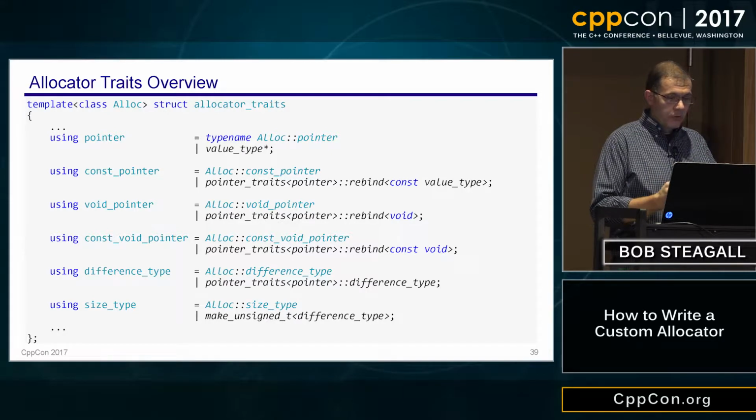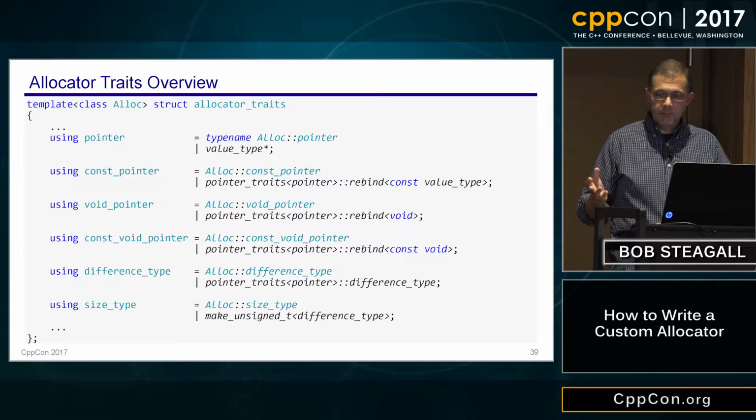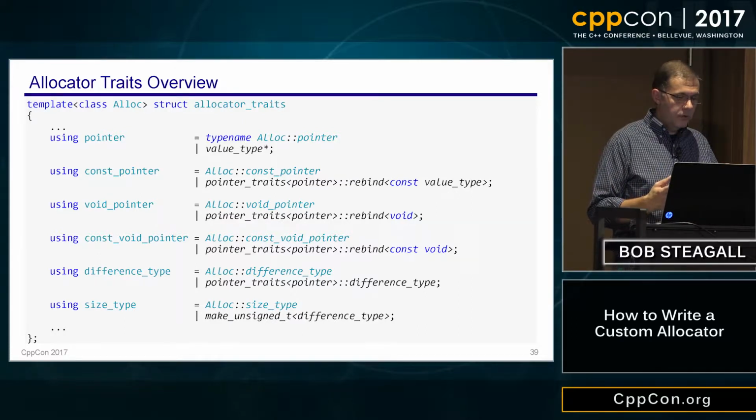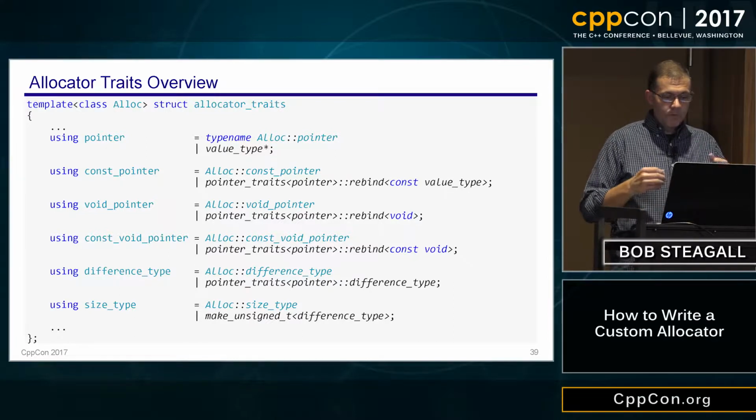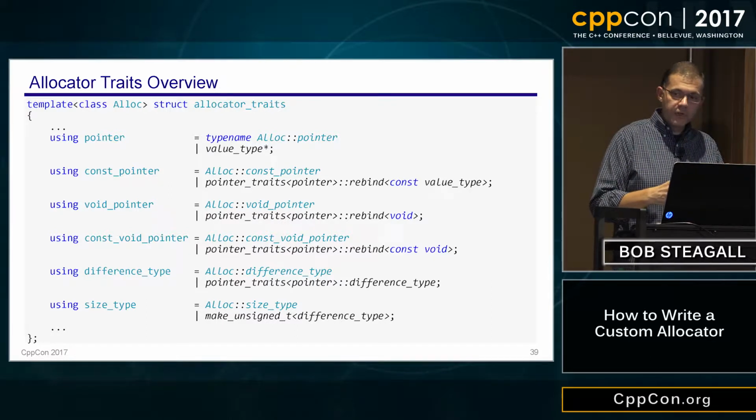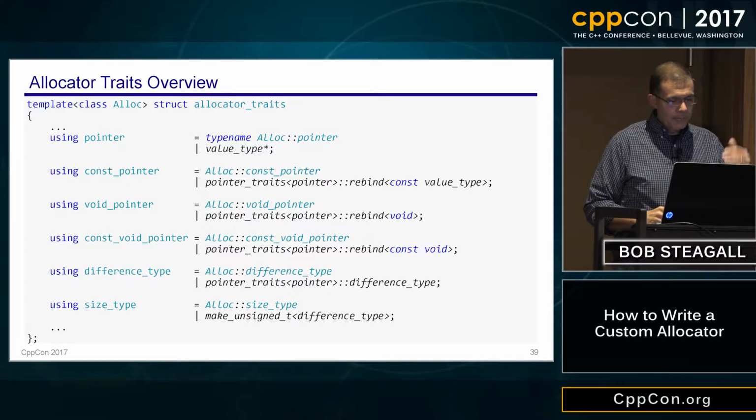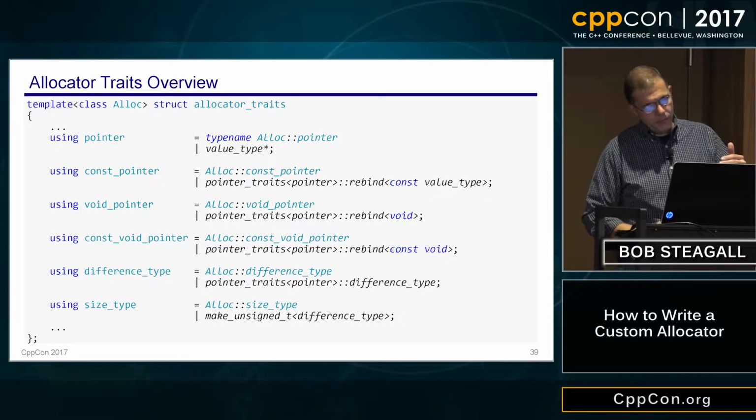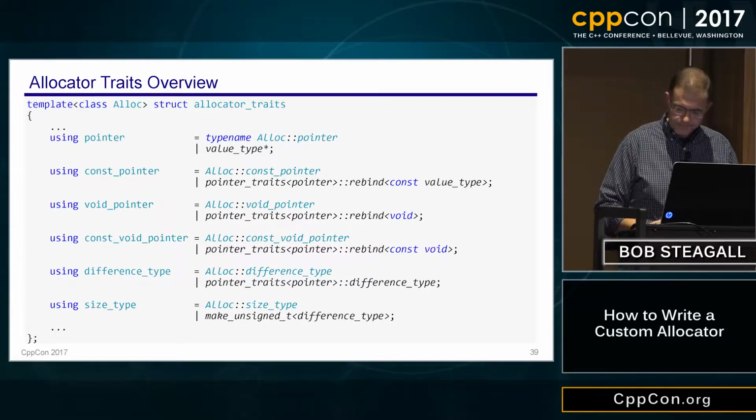Likewise, for void pointer, if your allocator provides a typedef for void pointer, that's what will be used. Otherwise, allocator traits will use the rebinder from pointer traits to find out what is the correct void pointer type that goes with the typed pointer that goes with value type. And I'm not going to go over all of these, but hopefully that will be clear what I mean.